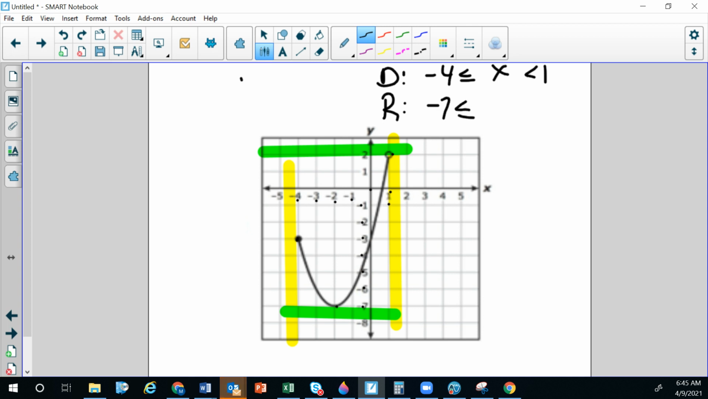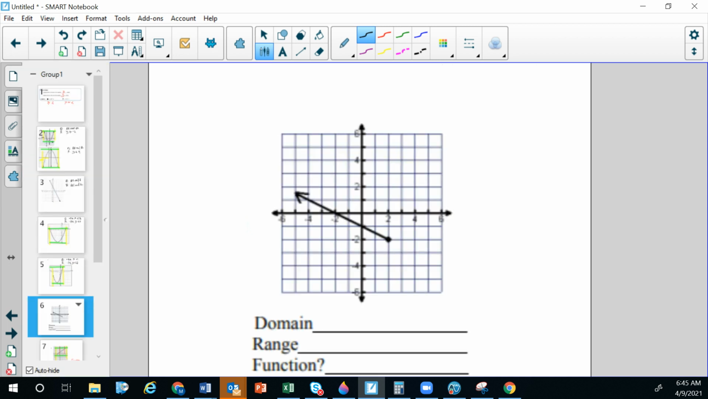Let's go. Let's see where my highest point is. This is 0, 1, 2. But then this is an open circle. The line touches an open circle, and so that's going to be less than, and I put my y there. All right. Let's see what we have next.